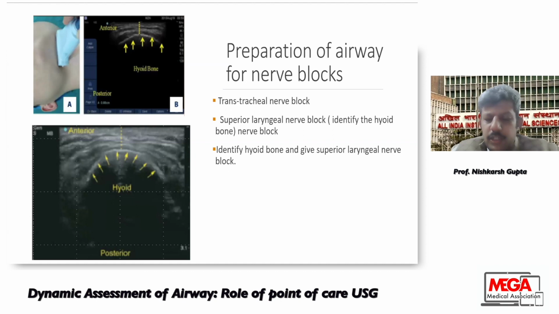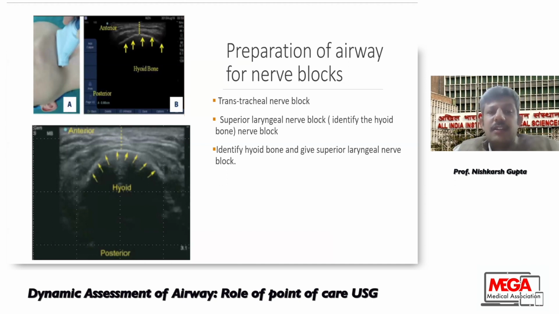Now, another important use of ultrasound is that we have a lot of difficult airways, and many times we will have to prepare the airway by giving blocks. We can give a transtracheal block or a superior laryngeal nerve block. Generally these are done blindly, but we can do them using ultrasound.